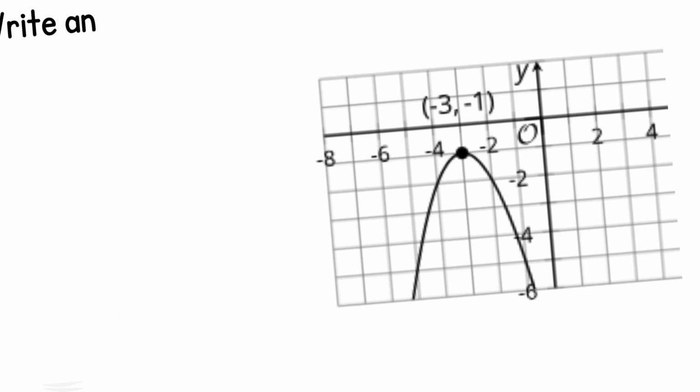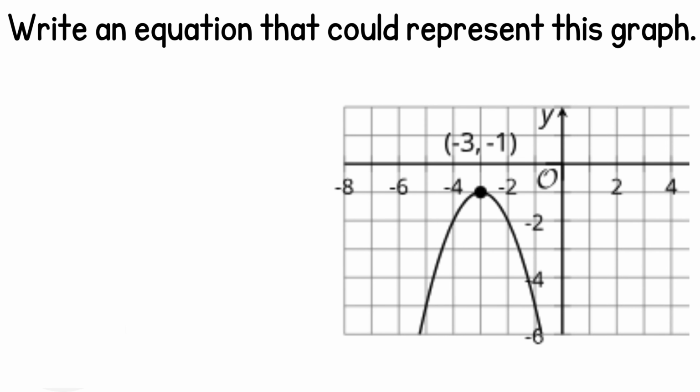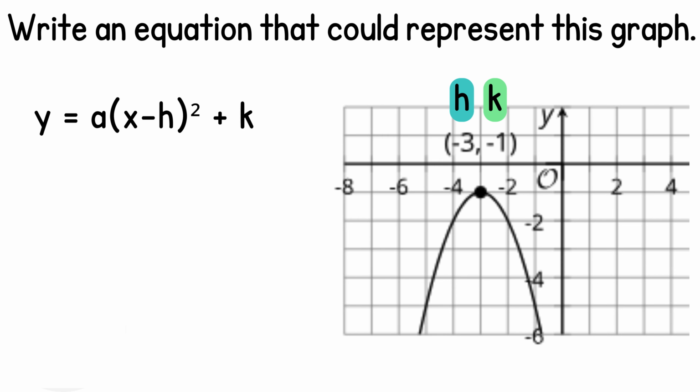Let's look at another one. Let's write an equation that could represent this graph. Since we're given the vertex, we'll write this equation in vertex form. So we'll take our vertex form equation of y equals a times (x minus h) squared plus k. We can see that h is negative 3 and k is negative 1. So we'll put this into our equation.